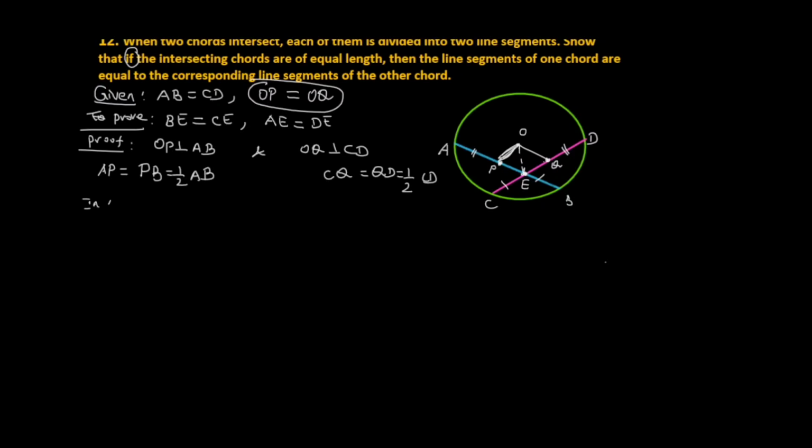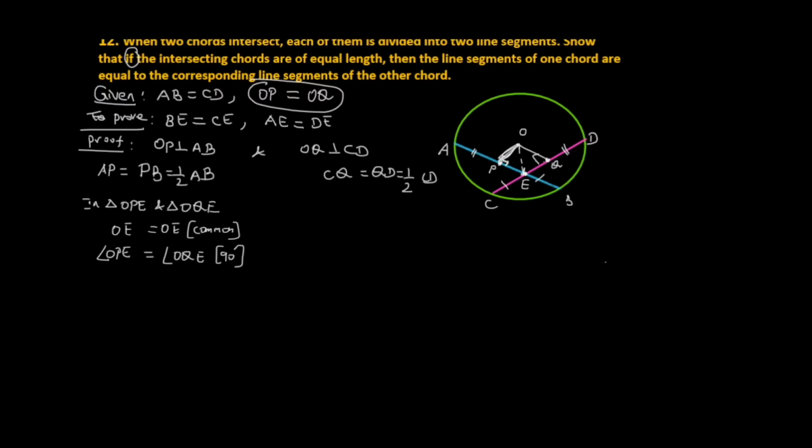So, in triangle OPE and triangle OQE, we are checking congruency. OE is equal to OE, the side is common to the two triangles. And angle OPE is equal to angle OQE. That is the perpendicular angle, 90 degrees. This angle is 90 and this angle is also 90 degrees.